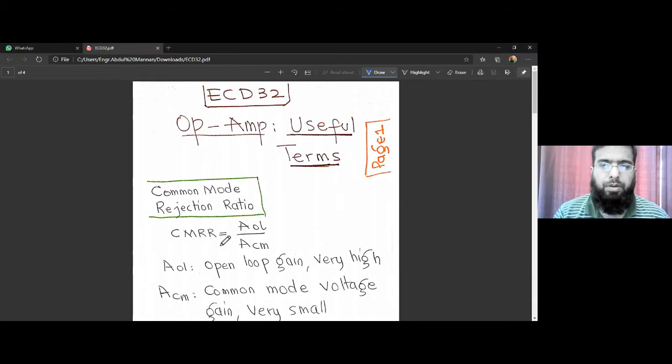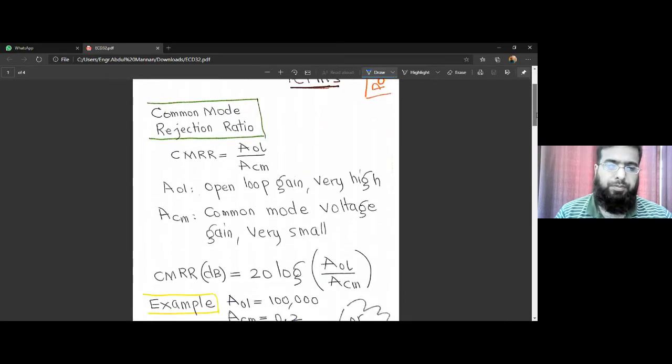The 32nd lecture on ECD. We will continue studying some useful terms about operational amplifiers. The first term that we will study today is common mode rejection ratio.